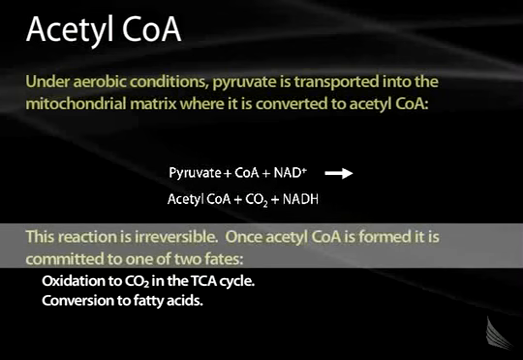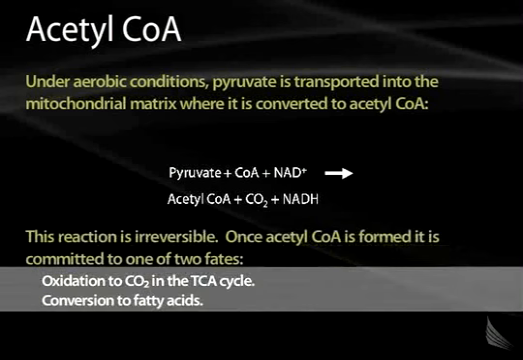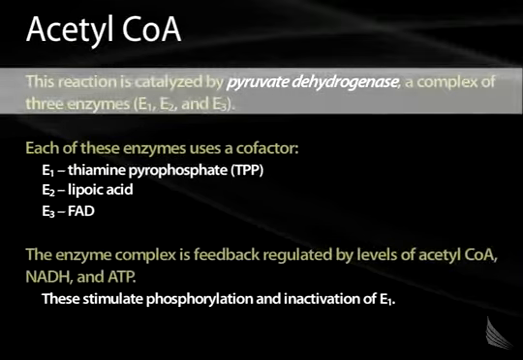Once acetyl-CoA is formed, it's committed to one of two fates: oxidation to carbon dioxide in the TCA cycle, or conversion to fatty acids, which we'll discuss later. You cannot convert acetyl-CoA back to pyruvate and go through gluconeogenesis. Now, the reaction by which pyruvate is converted to acetyl-CoA is catalyzed by an enzyme called pyruvate dehydrogenase.